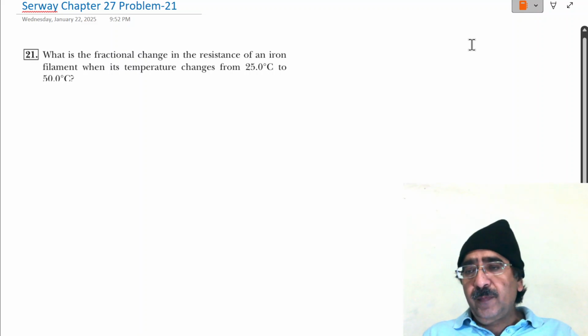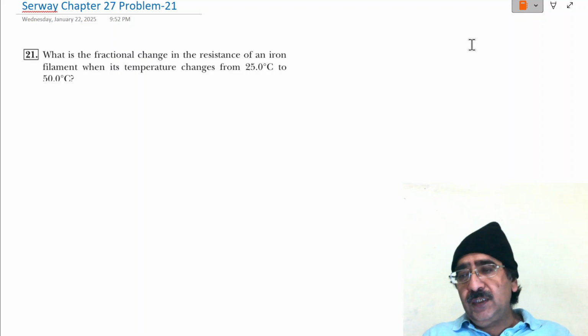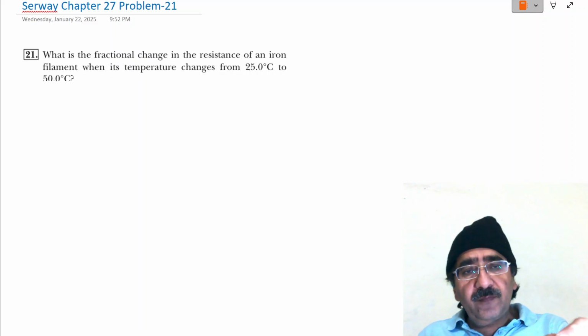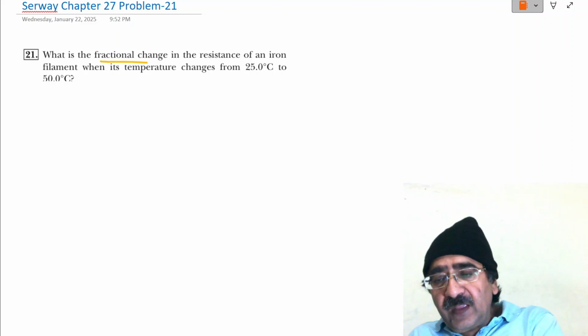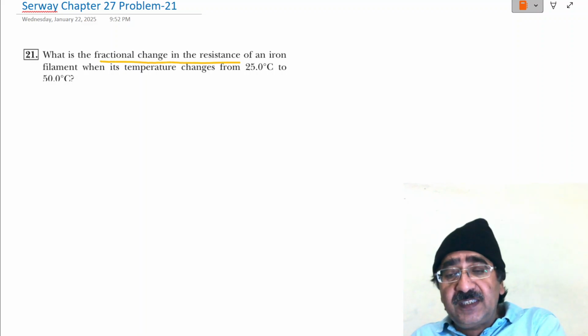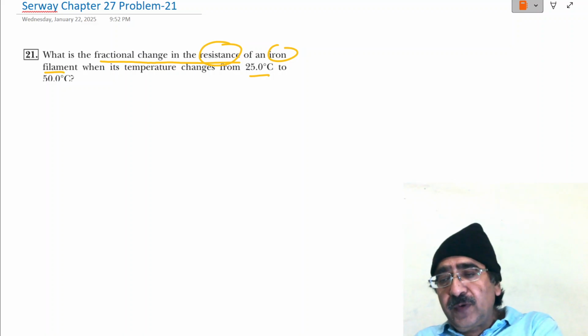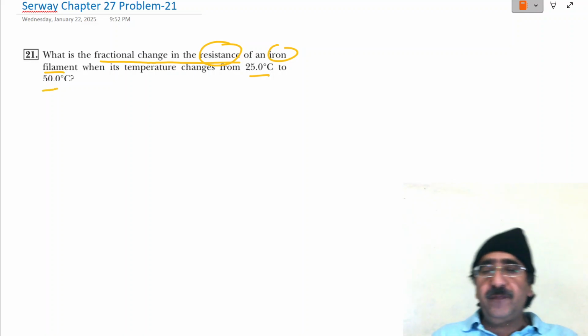Now I will solve problem number 21 from the Chapter 27 survey book. Problem 21 asks: we have to calculate the fractional change in resistance in an iron filament when the temperature changes from 25 to 50.